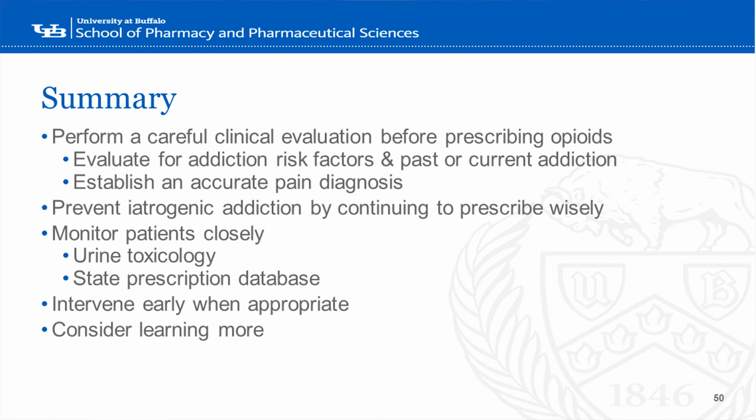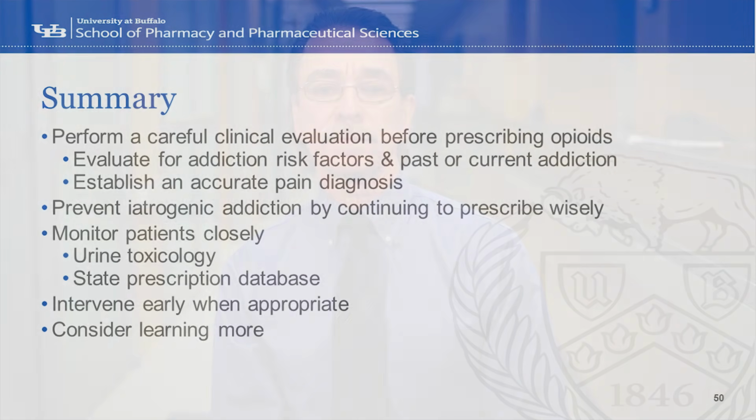Evaluate each patient for the risk of addiction, both past and current. Establish an accurate pain diagnosis with appropriate treatment goals. Prevent iatrogenic addiction by prescribing wisely. Continue to screen and monitor patients closely for the development of addiction with urine toxicology and by querying the state database. Intervene early when appropriate. Don't wait for the problem to get worse. And consider learning more about addiction and how to help these patients.